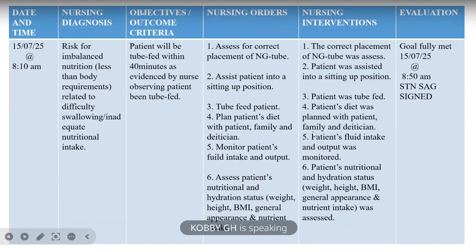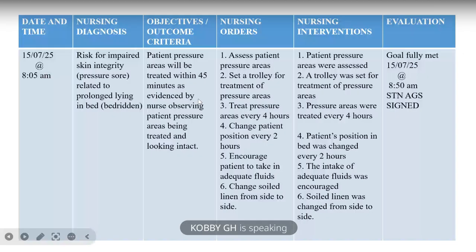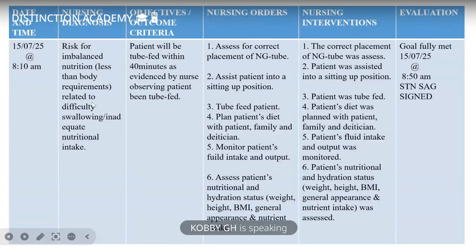Okay, now let's look at the next one. You see this one? This one is also different. Let's look at the problem. Risks for imbalanced nutrition, less than body requirements, related to difficulty swallowing or inadequate nutrition intake. No, sorry. This one is for NG2. But I'll come to the loss of appetite.